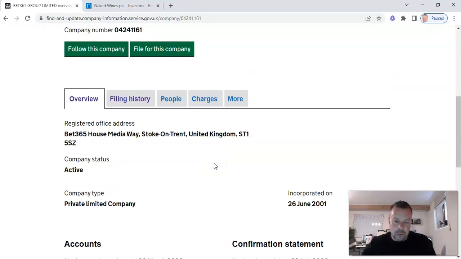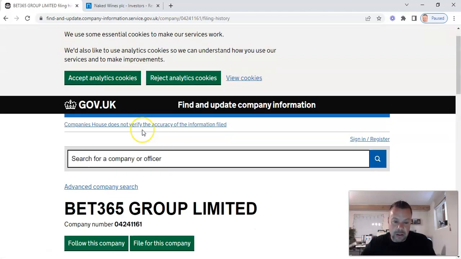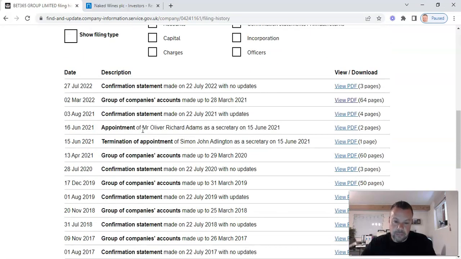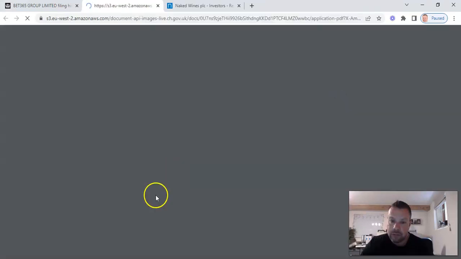And here you'll see there's a company overview, there's filing history, there's details of people, charges relates to any debt that the business has. But if we go to filing history, that's where we'll find the accounts. And the second in the list down is the group of company accounts, and we can click on View PDF.